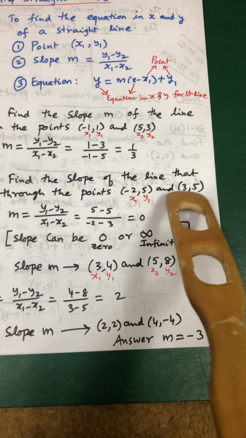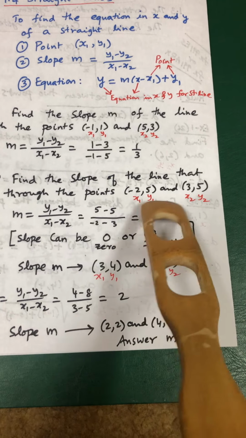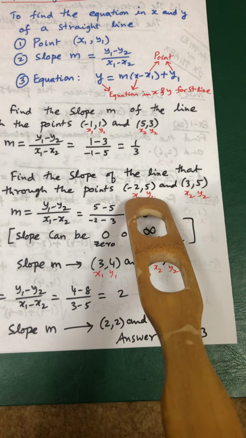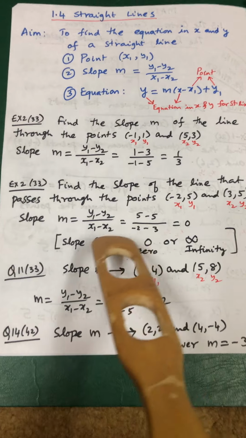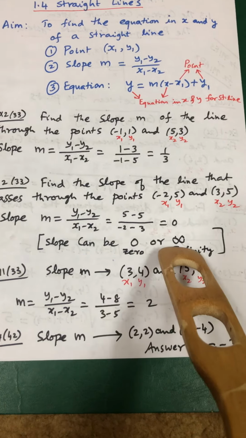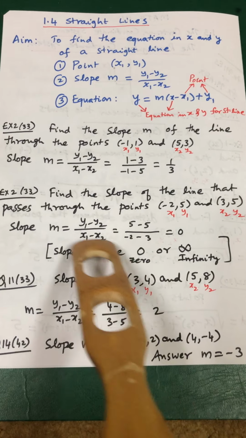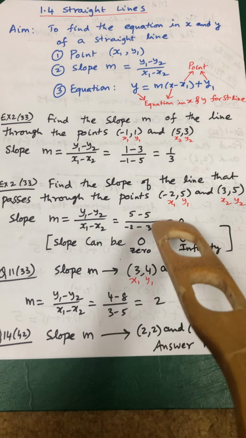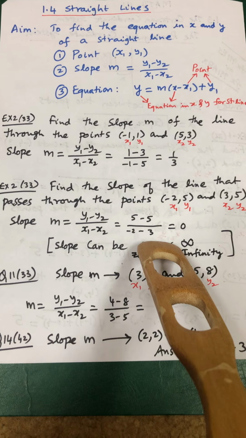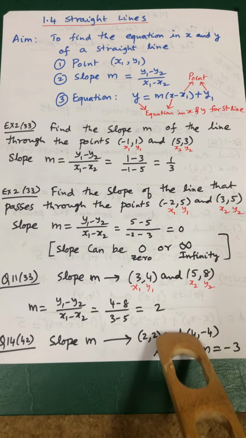So this is (5 minus 5) over (y1 minus y2) over (x1 minus x2), which is 2 minus 2 minus 3. You may use a calculator, you get 0. So the answer can be 0 and also sometimes infinity. There is nothing wrong in having any answer for the slope. Slope can be positive, can be negative, can be a fraction, can be irrational, can be 0, can be infinity.